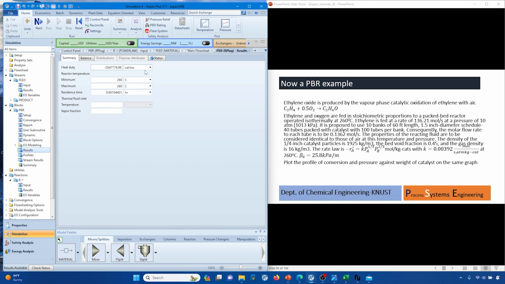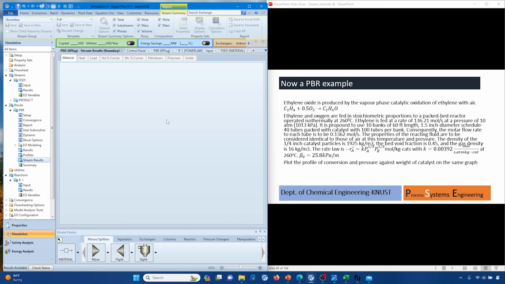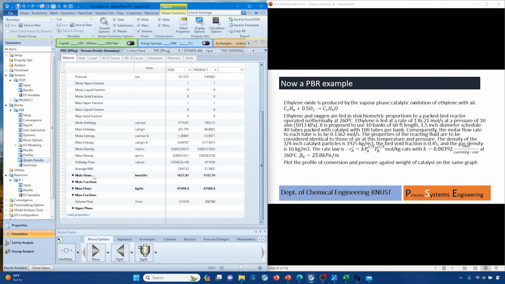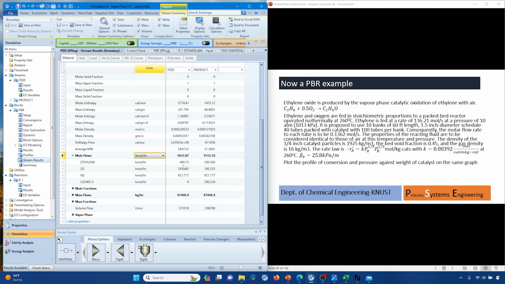So you can go to the results and see the duty, the amount of heat that has to be removed to keep the temperature as specified because of the exothermic nature of the reaction. We can also go to the streams to check the conversion. And you can see this, when done, is about 60% conversion.